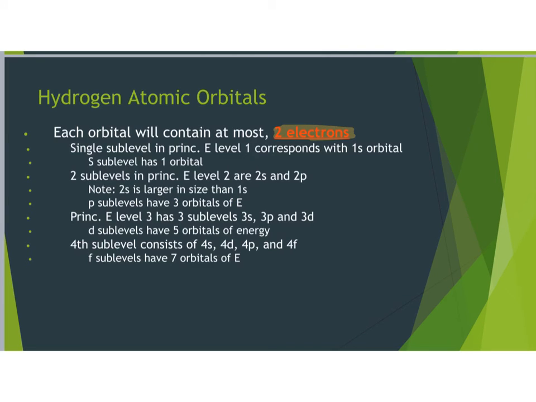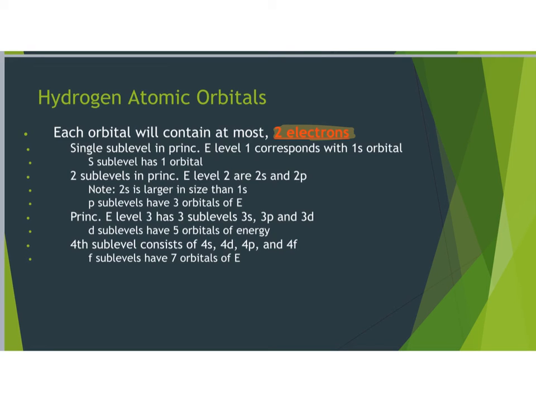Then when we jump up to principal energy level 3, we have 3 sublevels: the s, the p, and the d. D's now have 5 orbitals of energy, while p's had 3 and s's only had 1. And then once we get to the 4th energy level, we have s, p, d, and f. Our f sublevels are going to be the largest, and this has 7 orbitals.